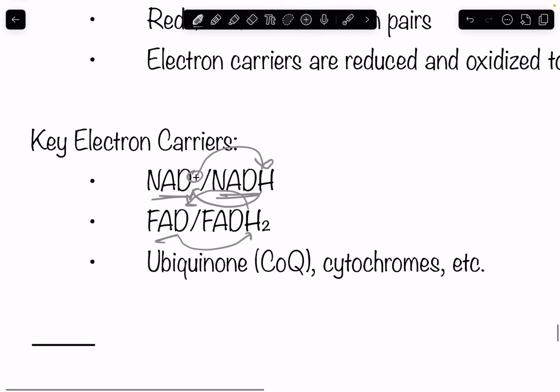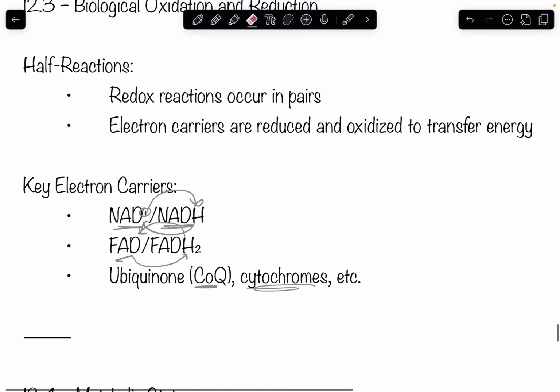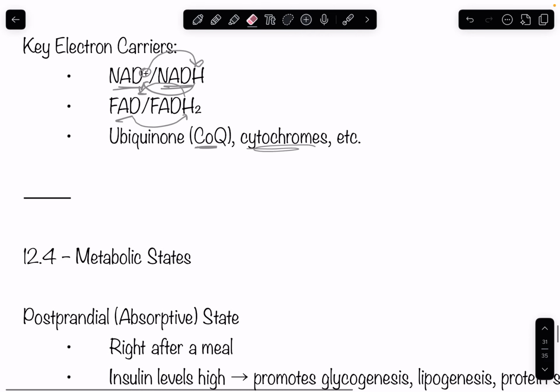Some other electron carriers are ubiquinone, which you've probably heard more as CoQ. And then we have cytochrome C, cytochrome B, and cytochrome A in your electron transport chain. Okay, awesome.